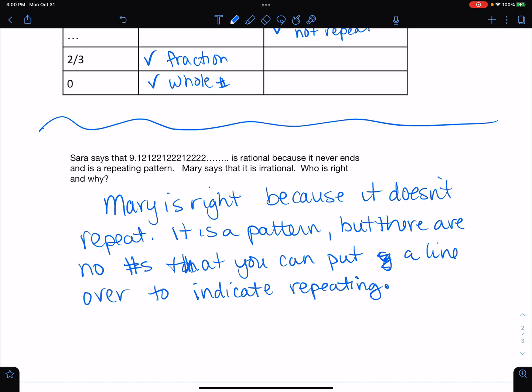So I'm going to read it again. Mary is right because it doesn't repeat. It's a pattern, but there's no numbers that you can put a line over to indicate repeating. So if that was 9.121212..., you could rewrite that as 9.12 repeating. Because that number of 2's changes, you can't keep repeating.